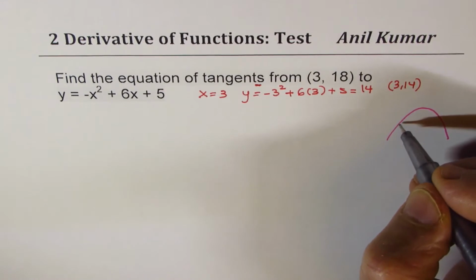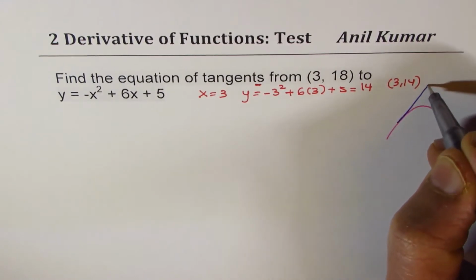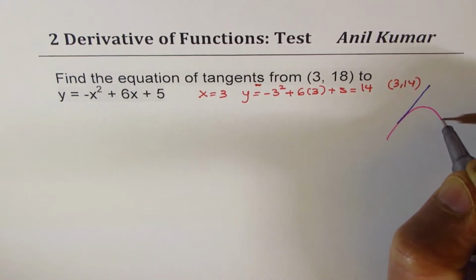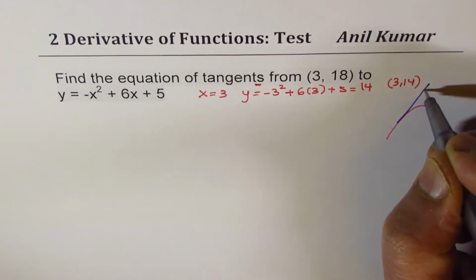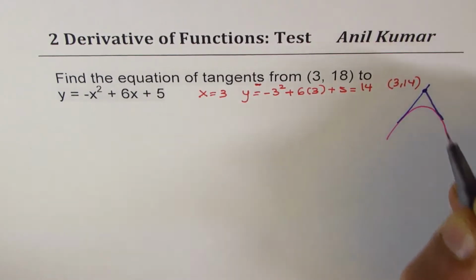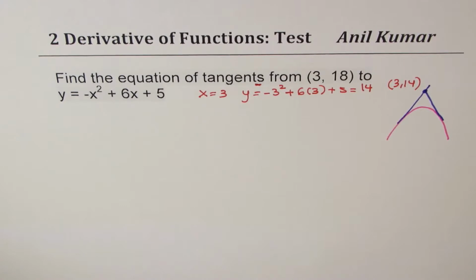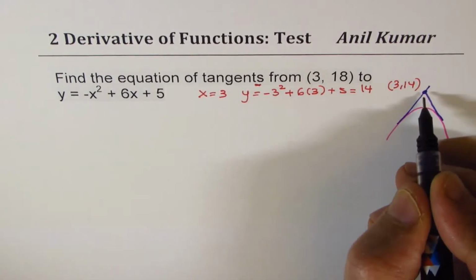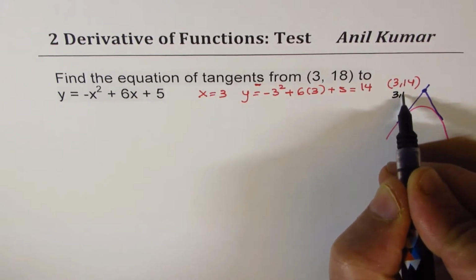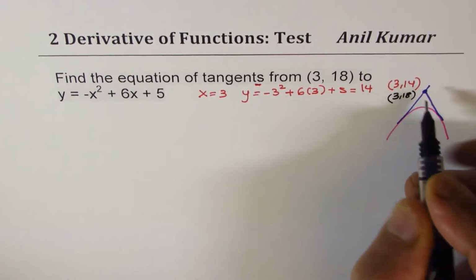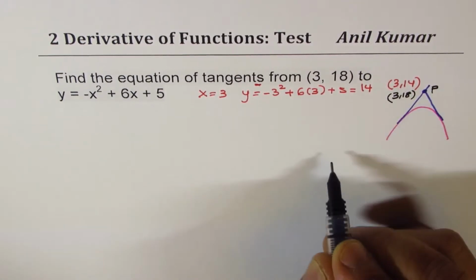tangents. So we have a point here, so we could draw a tangent like this, let's say, and a tangent like this. And this point here is given to us as 3, 18, right? So this point 3, 18 is right there. So let's call this point P.